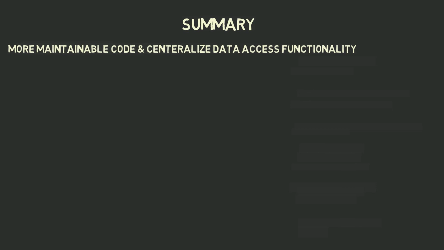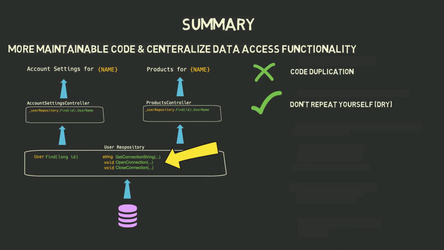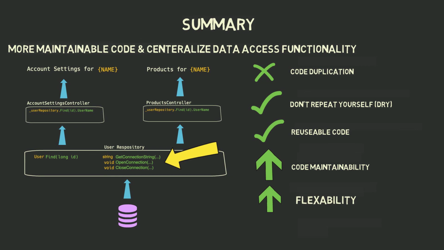Let's summarize the benefits and best practices of using the repository pattern. The first is it creates more maintainable code. By centralizing our data access code, we removed our code duplication and adhered to the don't repeat yourself principle, or DRY. This had the benefit of simplifying our code, making our changes easier, smaller, and less risky. The easier we make our code to change and maintain, the higher our code quality will be, and the more time we'll be able to spend on forward-looking initiatives that drive value to our users.